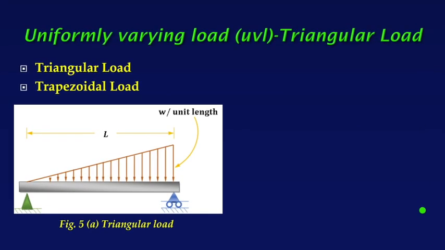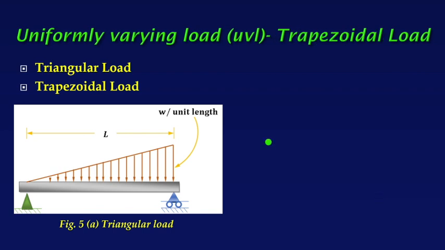So now it is the uniformly varying load and the trapezoidal load. Sorry, I think there is an error, so let's change this. Okay, it is the uniformly varying load and the trapezoidal load. So we are starting with the uniformly varying load. Here, again, the load is not concentrated at a particular point, but it is distributed, but this distribution is not uniform.